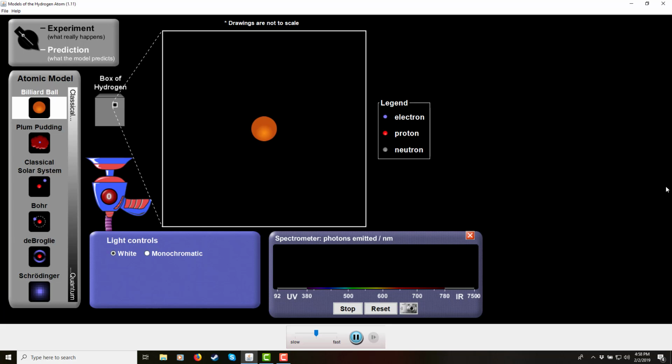But the reason we know this is the least accurate is the way that atoms interact with light. So in this case, I've got the simulator. I'll get my light gun, or whatever the thing is, and I will shoot it at my hydrogen. And if it was a billiard ball, then photons would bounce off. And it wouldn't matter what kind of photon you'd have, they'd just all bounce off. But that's not what happens.